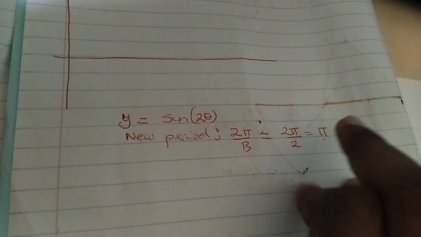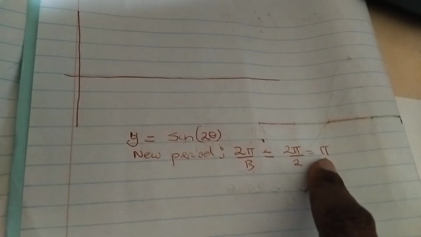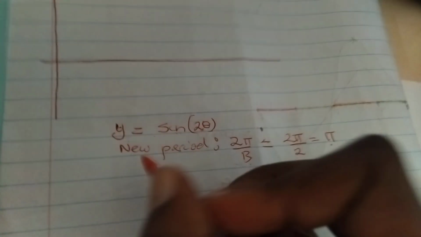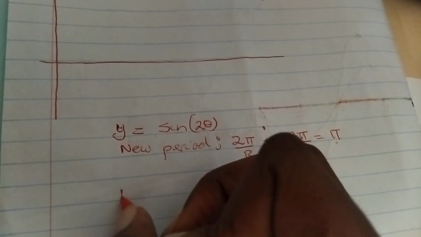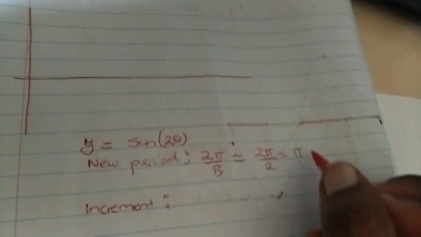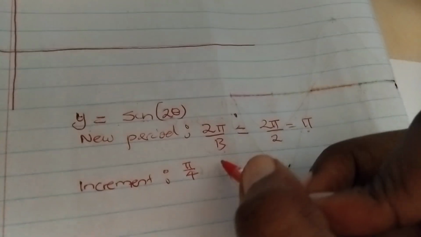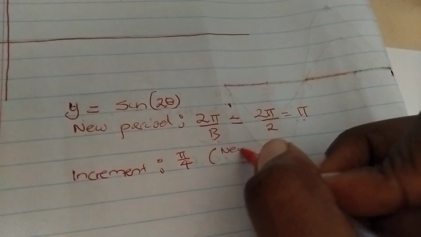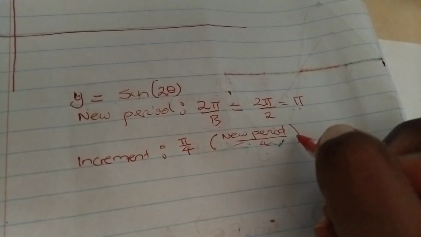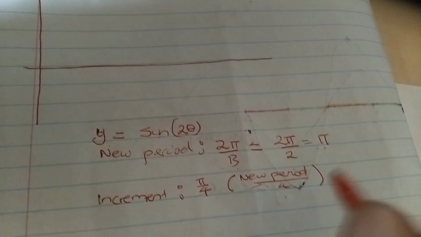Now, we should have a complete sine wave. 4 segments. Remember the segments that we saw earlier. So our segment increment, for this new period, which is pi, is pi divided by 4. So let me write it down so you won't forget. It's our new period divided by 4. So the increment is pi divided by 4. Right. Surely, what does this tell us?